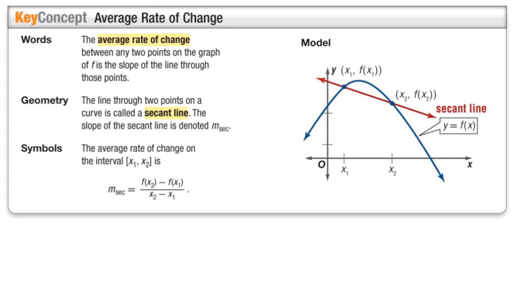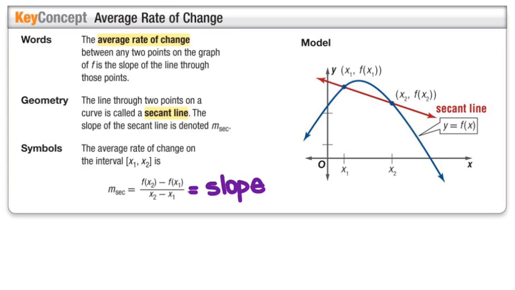Okay, last thing we're going to talk about is the average rate of change. An average rate of change is just a fancy word for slope of a line. So way back in Algebra 1, you learned that the slope of a line between 2 points is always rise over run. You learned y2 minus y1 over x2 minus x1. Well, this is the same thing.